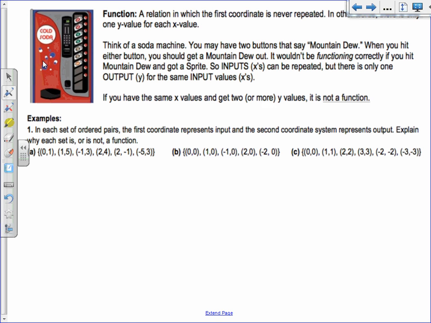So, it says in each of the ordered pairs, the first coordinate represents the input and the second represents the output. So if you have 2 inputs that are the same, like a 2 and a 2, and I'm getting 2 different outputs, right? I'm pushing the button and I'm getting something different out, then it's wrong. And a lot of these math books will draw this complicated machine.